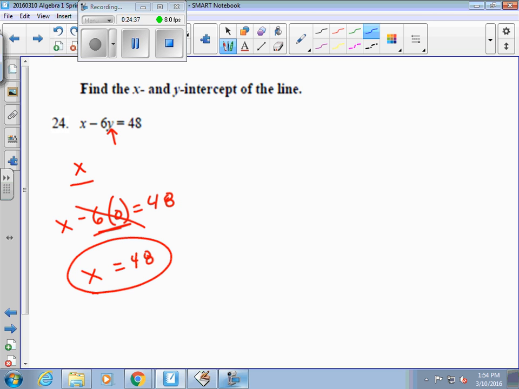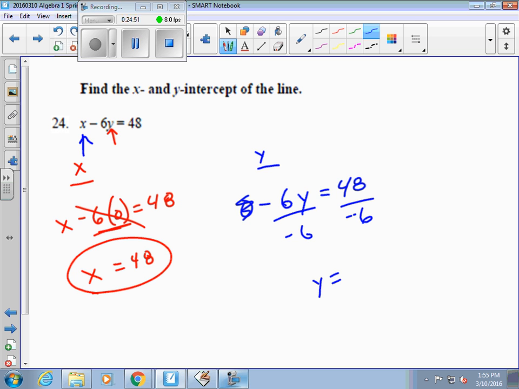In order to find your y-intercept, you plug in 0 for x. So 0 minus 6 times y is 48. Again, 0, there's no reason to write 0 minus anything. Negative 6y is equal to 48. Divide by negative 6 on both sides. A positive divided by a negative is a negative, and 6 goes into 48 8 times. There's your y-intercept, negative 8.